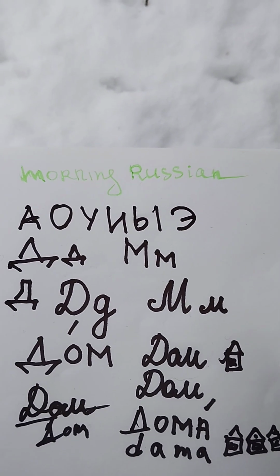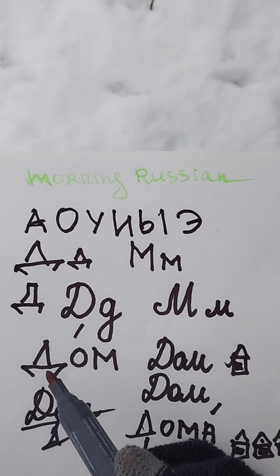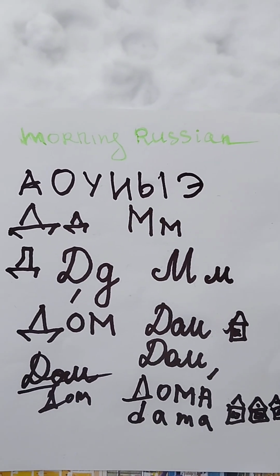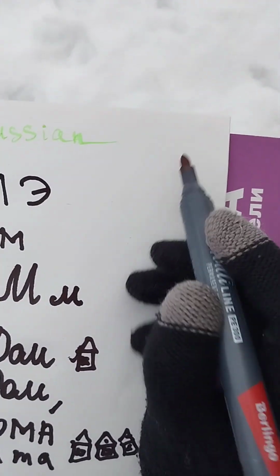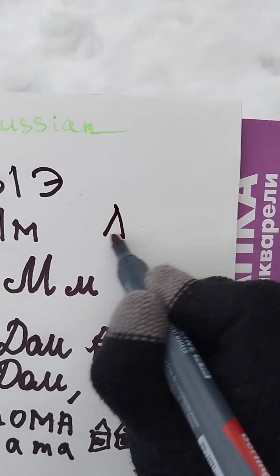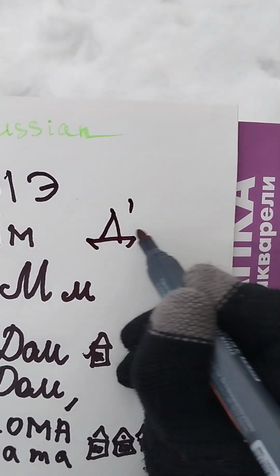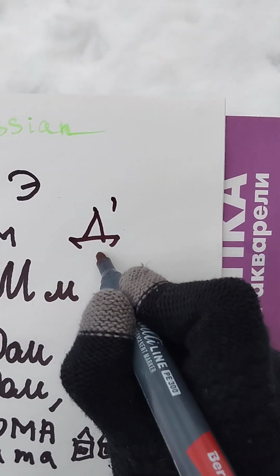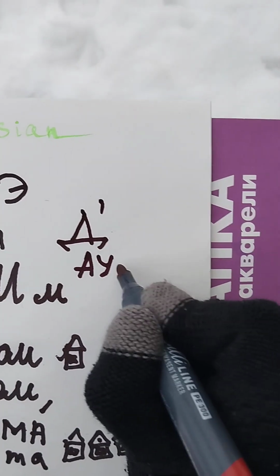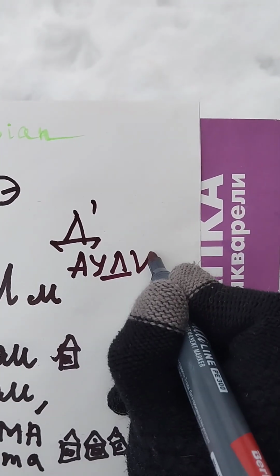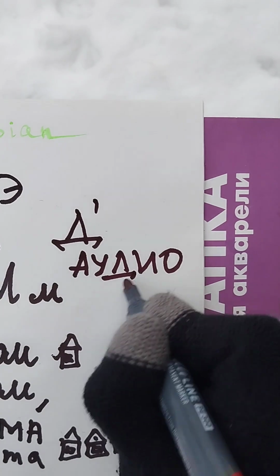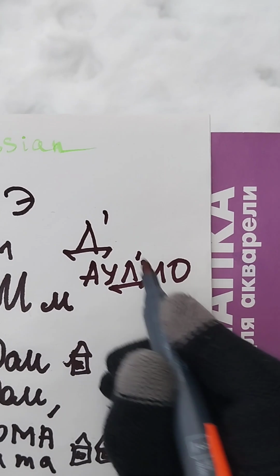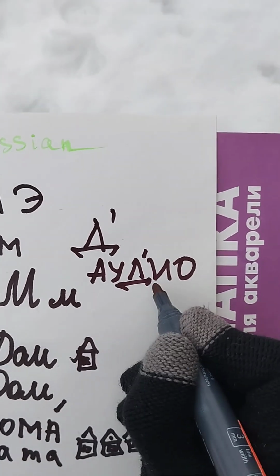D can have two different sounds. It can be hard, d, like in dom, and D can be soft, can have a soft sound. For example, in the word audio. It's English audio.